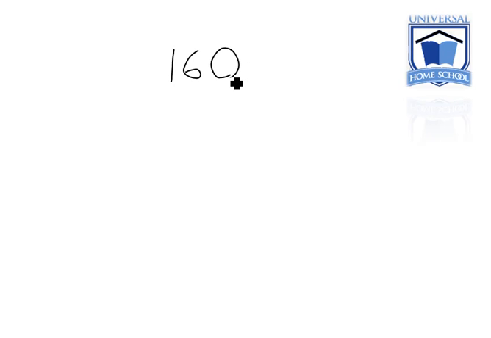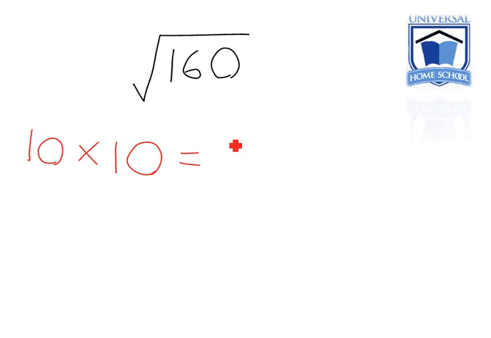160. First of all, it's not that simple. We just can't think of a number and then multiply it by itself that will get us 160. What we've got to do is first look at that and think of numbers that might fall in between. Well, first of all, we know that 10 times 10 equals 100.